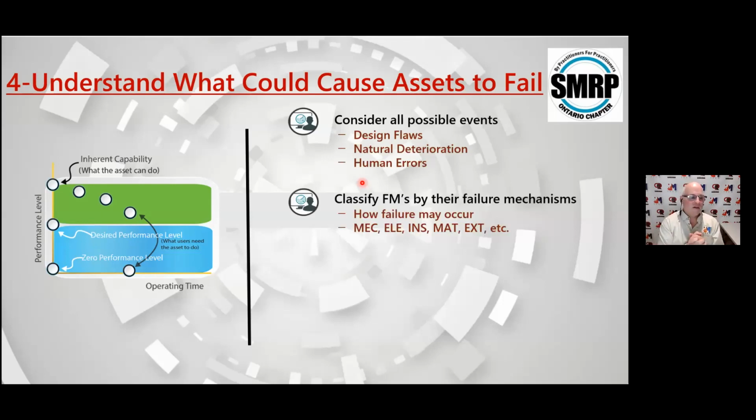If you, for instance, identify a failure mode, which is an event causing a failure, you had better understand its mechanism. So understand how the failure occurs. Let's train our people to not just say this broke.